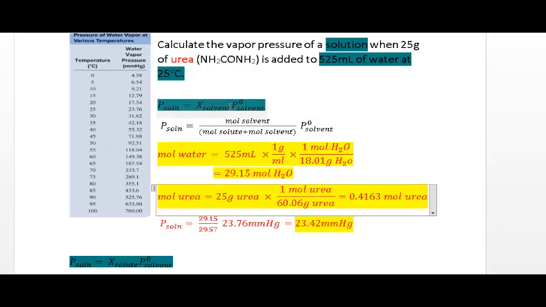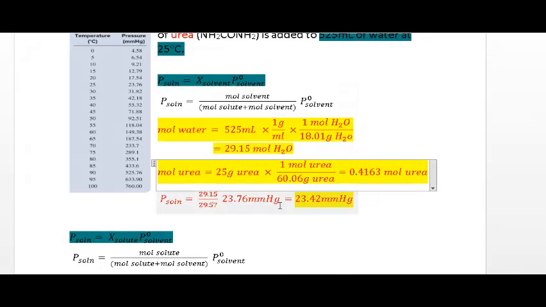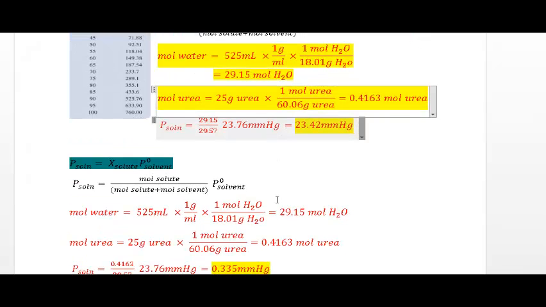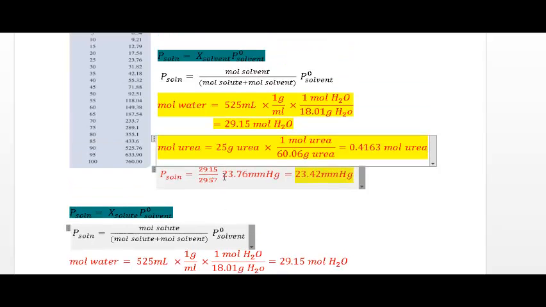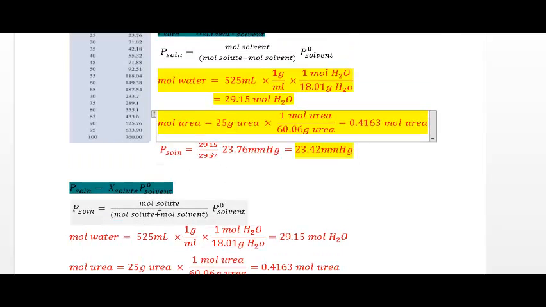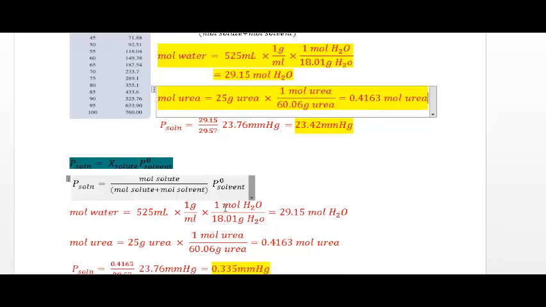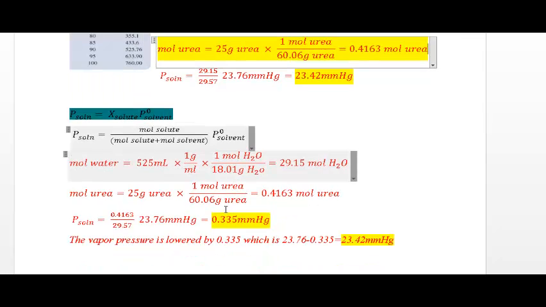This equation will be given on the exam, so it's worth practicing these types of problems. Mole fraction times the vapor pressure of the solvent by itself, standalone. We can also solve this problem in a totally different way. Instead of the mole fraction of the solvent, we can do the mole fraction of the solute and multiply it by the same value, the vapor pressure of the solvent by itself. Doing that, we get the change in the vapor pressure, and the change in the vapor pressure is going to be 0.335 millimeters of mercury.